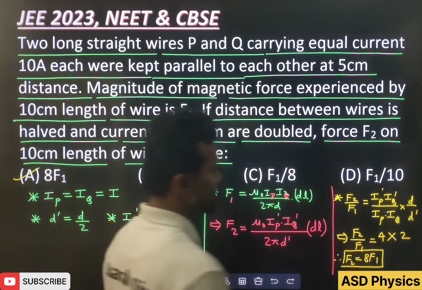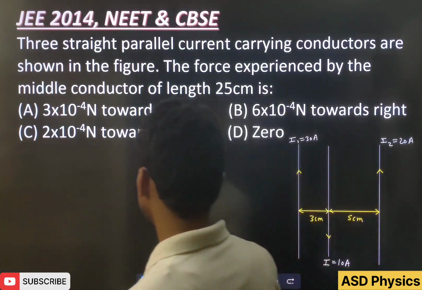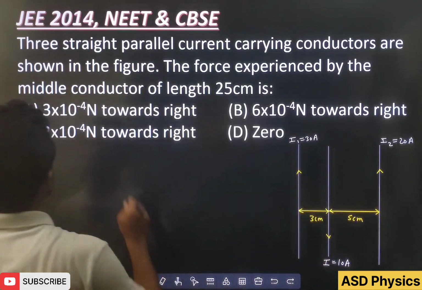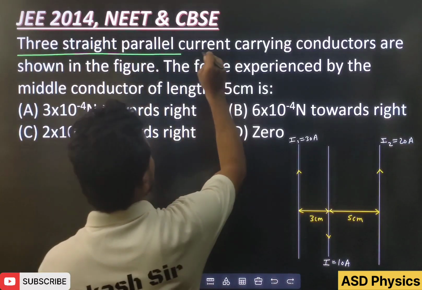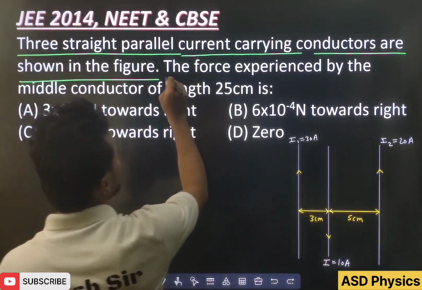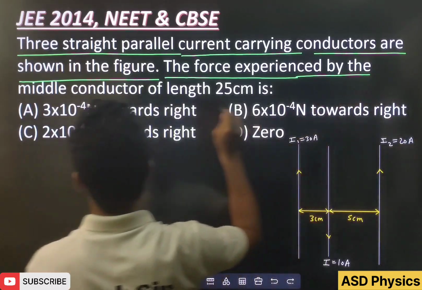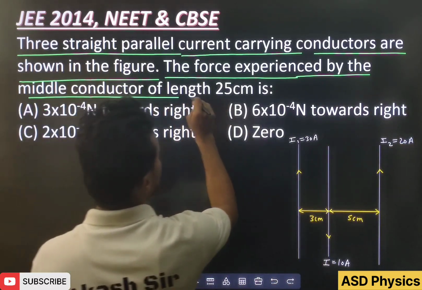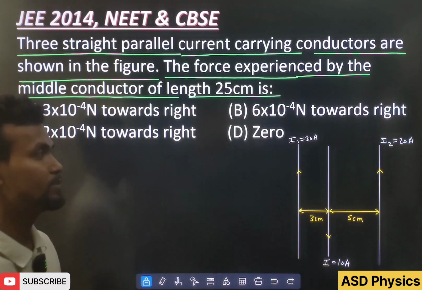Is it? Great. Now let's move to the next one. The question is here. 3 straight parallel current carrying conductors are shown in figure. The force experienced by middle conductor of length 25 centimeter is how much here?